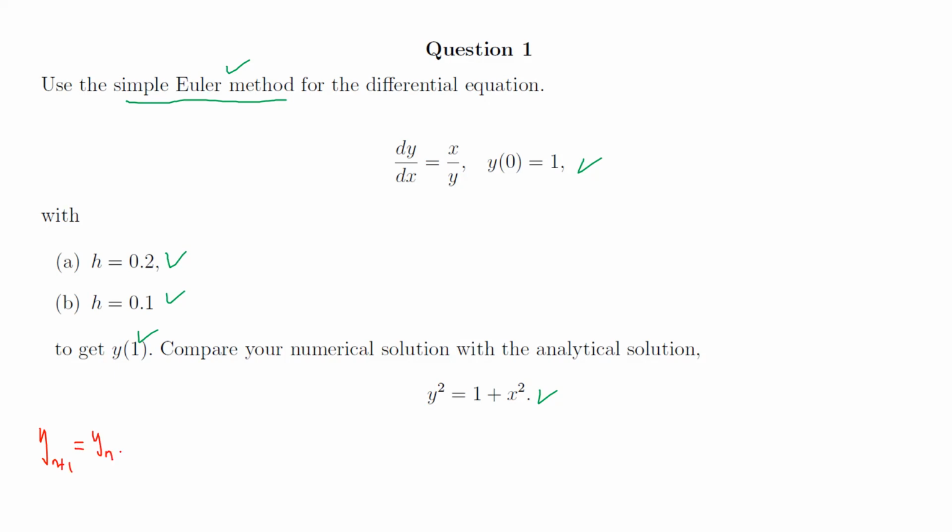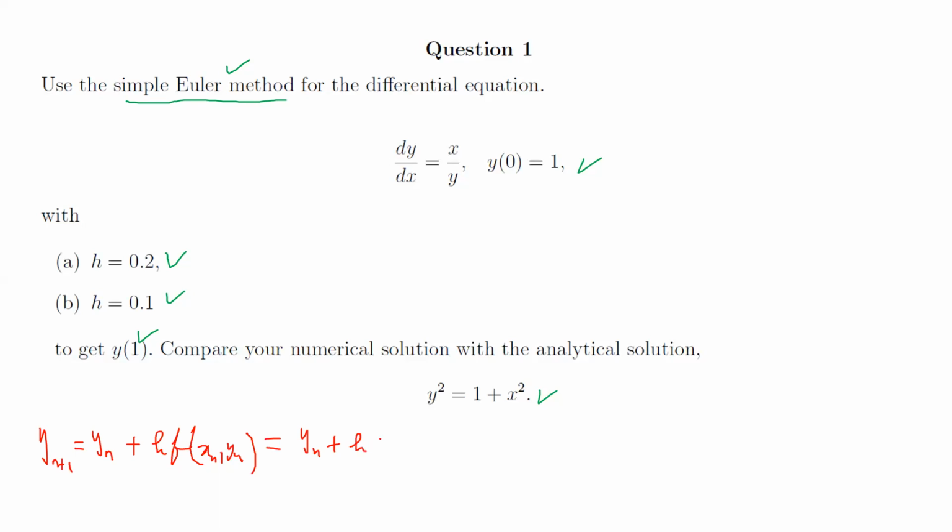So it is y subscript n plus 1 is equal to yn plus h f of xn, yn. This is when they say simple Euler, use this one. This algorithm, call it the formula algorithm. Right, so it is exactly yn plus h.